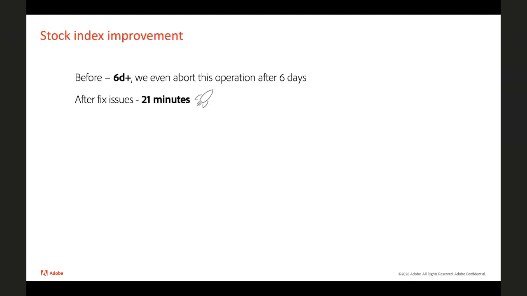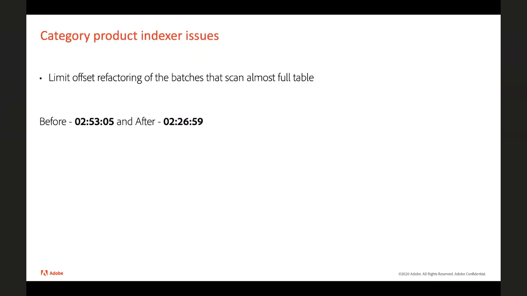So after we did this improvement, fixing the batch size, rewriting the MySQL queries, and eliminating code errors, we ran stock index with this profile within 21 minutes, which is pretty fast, I guess, in 8 threads. The next one, as I showed you, was category product indexes. We also rewrote some queries, but because the category product indexer cannot run in parallel mode, we obtained only up to 30 minutes improvement.